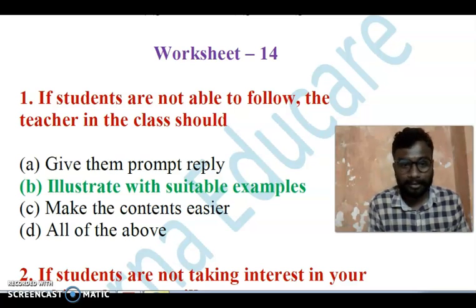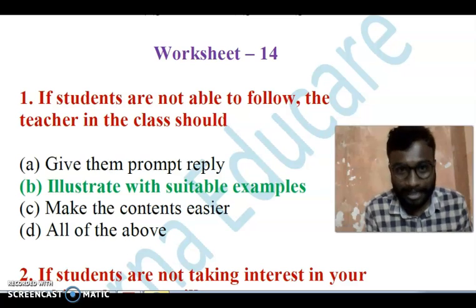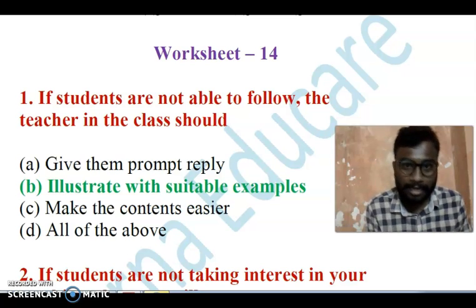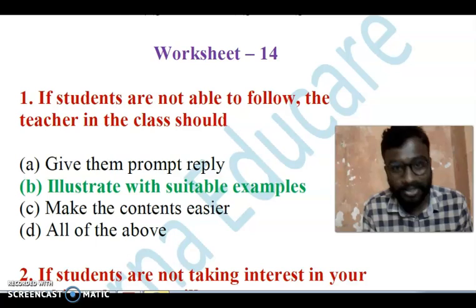If the students do not follow the class, then automatically the teacher should illustrate with suitable examples so that the students will understand the first time or the second time. It is the duty of the teacher to provide examples so that the students are in a position to understand what exactly the teacher is teaching.